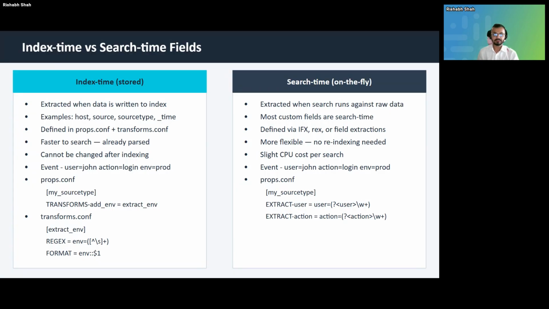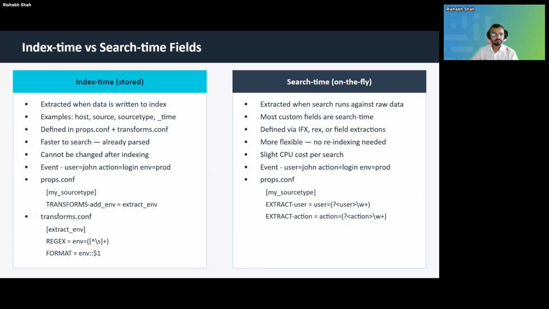Okay, so those are the index time extractions. They are typically defined in props.conf and transforms.conf. I have given one example below of how the props and transforms would look. But before that, there are some advantages and disadvantages of them. Like everything comes with advantages and disadvantages, right?